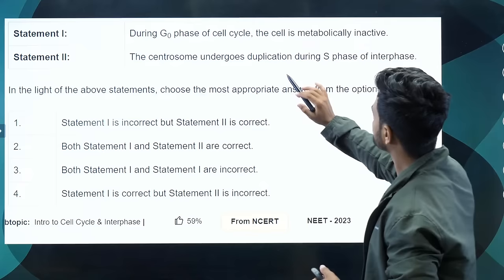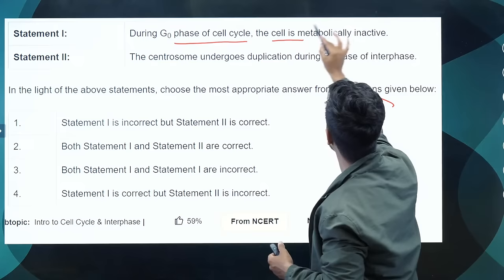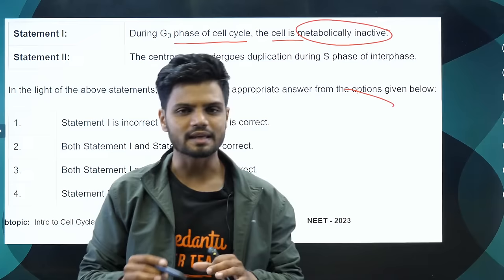During G0 phase of the cell cycle, the cell is metabolically inactive. No, the cell is not metabolically inactive. The cell may be suspended, but it is not inactive. Wrong.